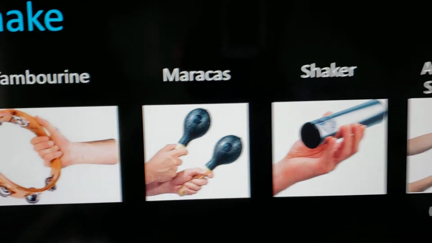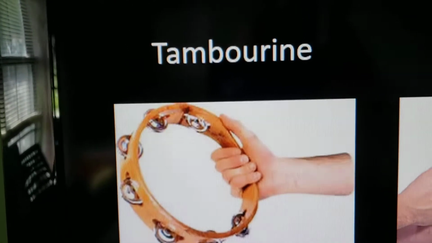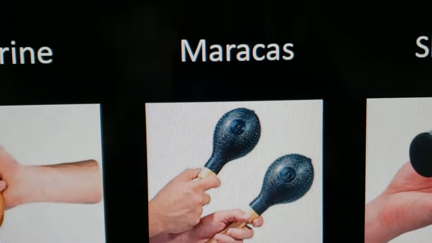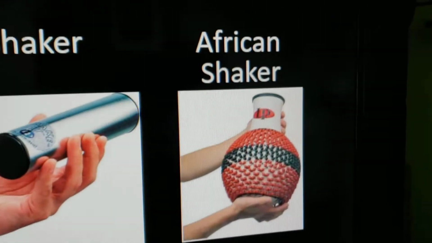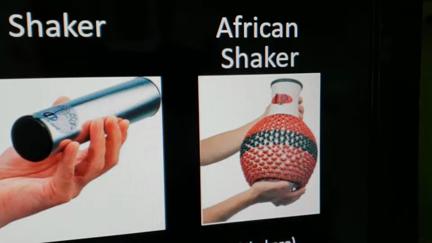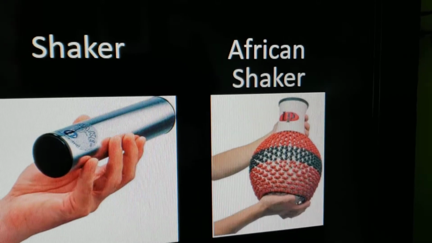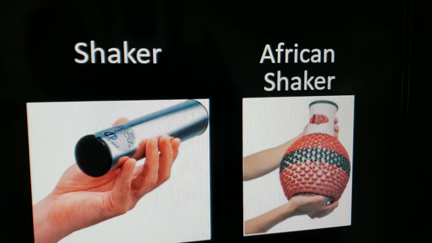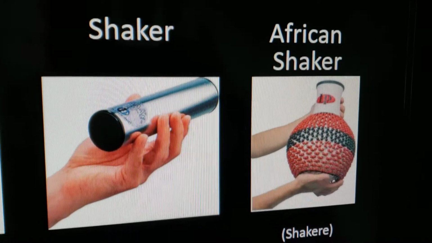Instruments that you shake, and a lot of these we've used in our classroom. The tambourine, maracas, the shaker, and the African shaker. Now, one type of shaken instrument that's not on this list is the fruit shaker. We use a lot of those in our music class, especially banana.